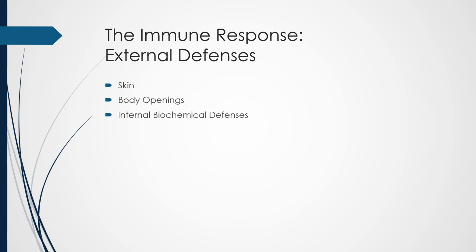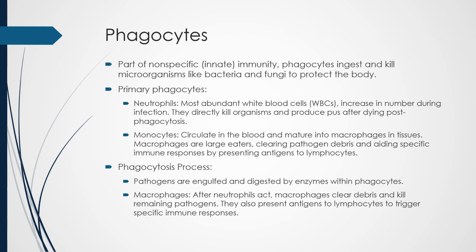Our internal biochemical defenses include mediators, phagocytes, and natural killer cells. These work to defend against pathogens that penetrate the epithelial surface, such as in the respiratory system, GI, or genitourinary tracts. Phagocytes engulf foreign particles, while natural killer cells attack virus-infected and tumor cells. Phagocytes play a role in immunity. They are part of nonspecific innate immunity.